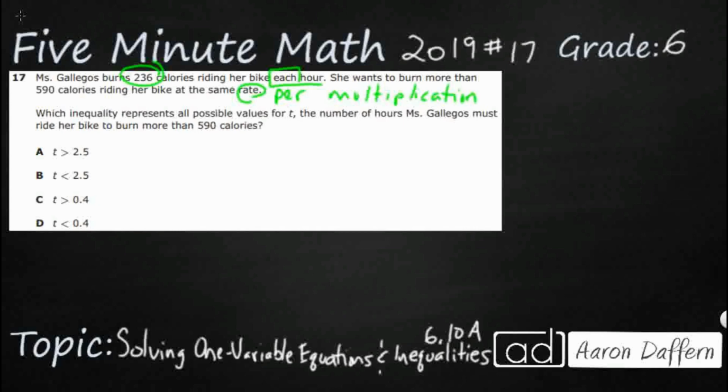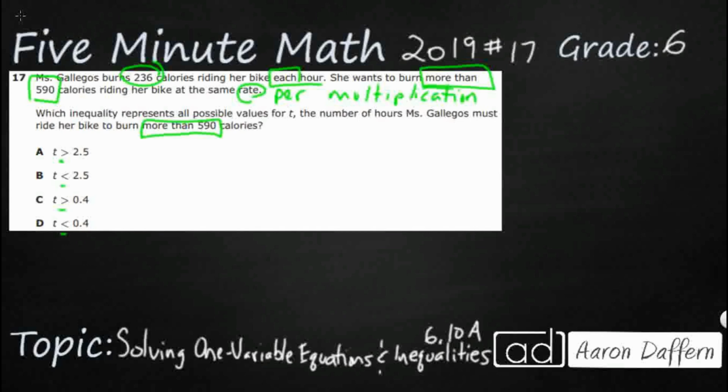She wants to burn more than 590 riding her bike at the same rate. So she's going to go 236 calories per hour. She wants to get more than, not more than or equal to, simply more than 590. So which inequality represents all the possible values for t, the number of hours she must ride her bike to burn more than 590? So I keep saying the more than simply because we're dealing with an inequality. So we are looking not at equal to, but it's either going to be greater than or less than, not greater than and equal to or less than and equal to.